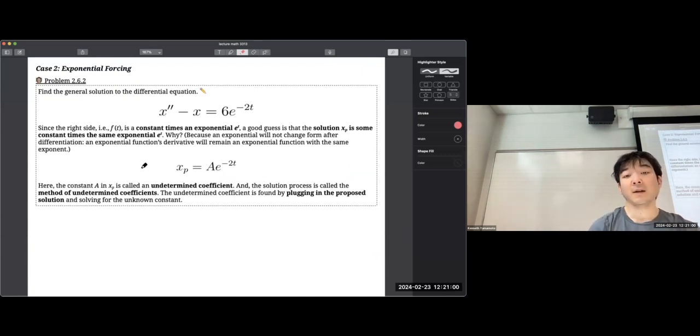So let's look at another case, the second case, where you have an exponential input, exponential forcing. If you had a first order equation, what would you have done? You would have guessed that the solution form is capital A e to the negative 2t. You always look at the right-hand side and try to create one that looks like it. So let's just do that. Your particular solution form, just like we know from first order equations, is capital A e to the negative 2t. Then you plug this in.